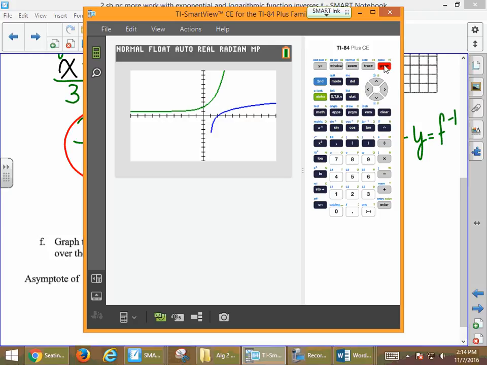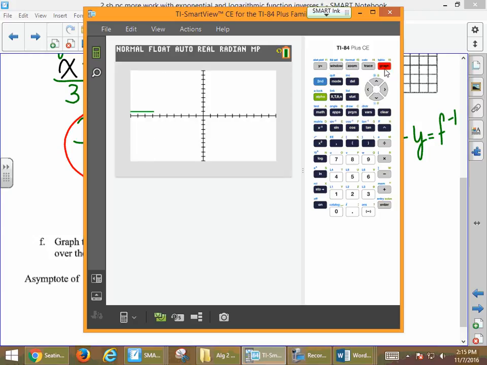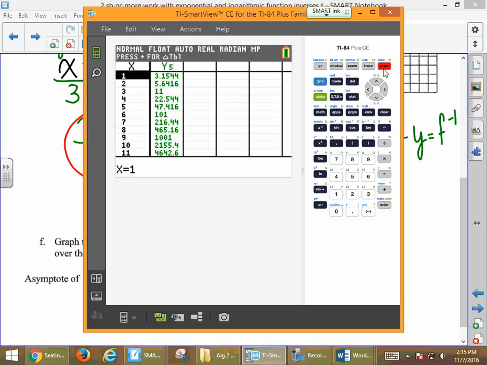A nice little feature of the calculator is that we can leave that blue graph in there without actually looking at it. We can leave the equation in there. We can go over to the equal sign and highlight it, hit enter, and now when we graph, we're only going to see the green graph. The only reason I want to do that is so that I can look at the table being just the table for the green function, to get some values there.